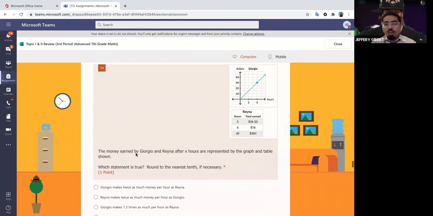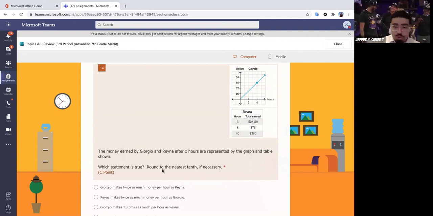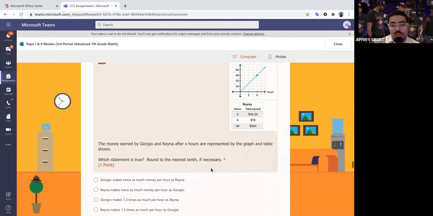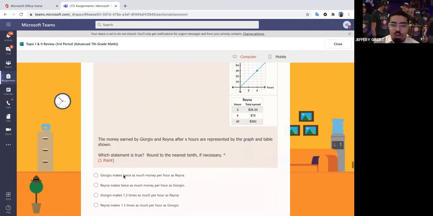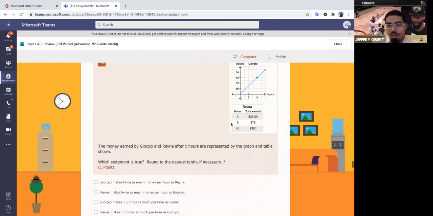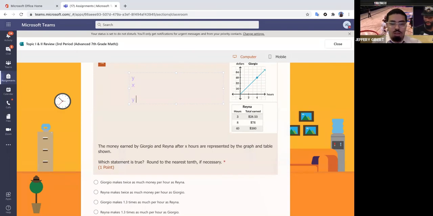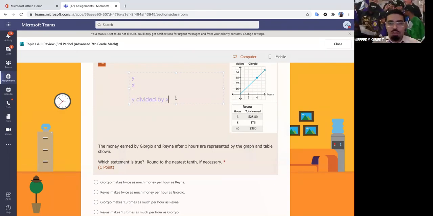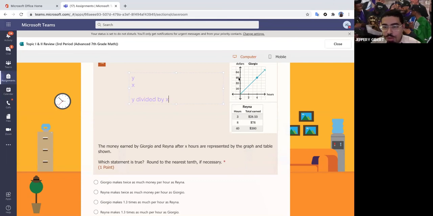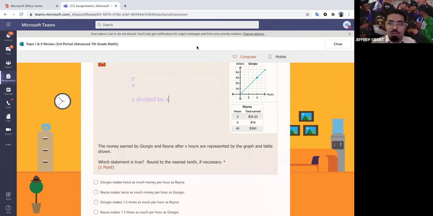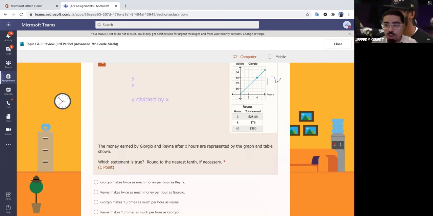All right, the money earned by Giorgio and Reina after x hours are represented by the graph and table shown. Which statement is true? Round to the nearest tenth if necessary. All right, so Giorgio makes twice as much money per hour as Reina. So let's see, how much does Giorgio make? Remember, to do this, you got to do y over x, which is y divided by x. So we go to our perfect point. We got 48 divided by 4. 48 divided by 4 is 12. So Giorgio makes $12 per hour.